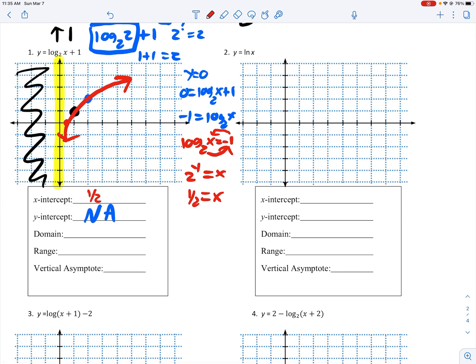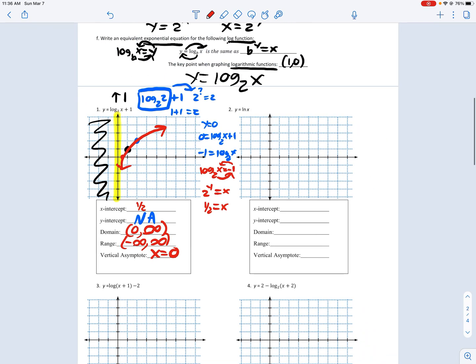So the domain doesn't get to 0, but it goes ever further to the right. So 0 to infinity. The range, that arrow means it goes all the way down and it goes all the way up. So the range would be all real numbers. And the vertical asymptote is x equals 0. So the key point 1, 0, shift that. That's your starting point. Your asymptote will always be 1 to the left, right? Because for exponential, it was always 1 below.